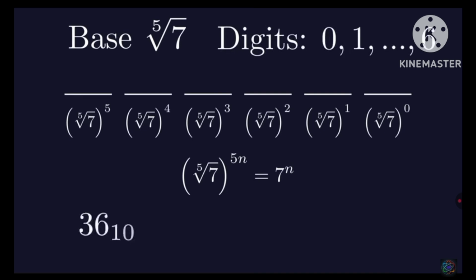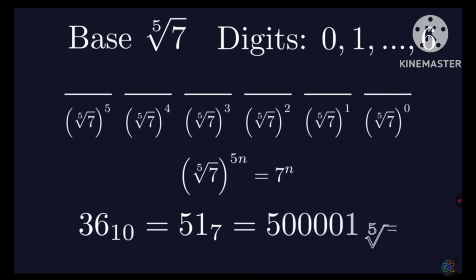36 in base 7 is represented as 5, 1. To express this value in base fifth root of 7, we just have to write zeros where the powers of the fifth root of 7 are irrational. Like this, we can create a number base from any root of any number.